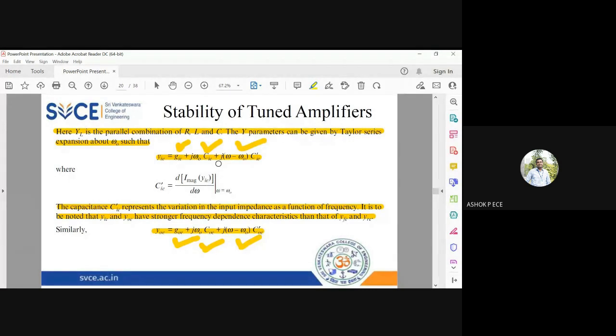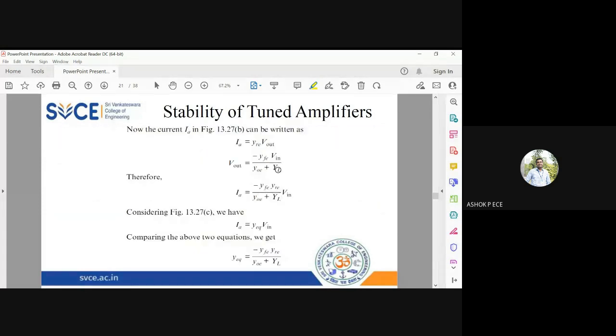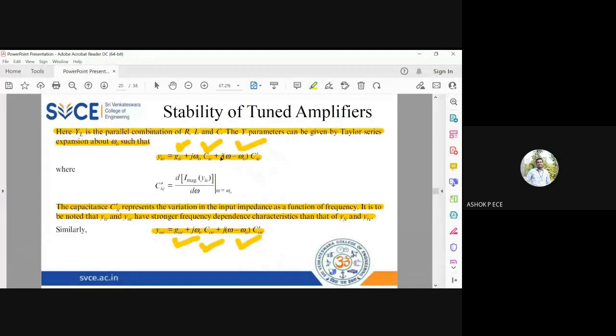capacitance. See, these C_IE values are not capacitance values. They are coefficients of your Taylor series. Don't confuse them with the capacitance values. C_IE, C dash IE, C_OE, and C dash OE are all coefficients of the Taylor series.